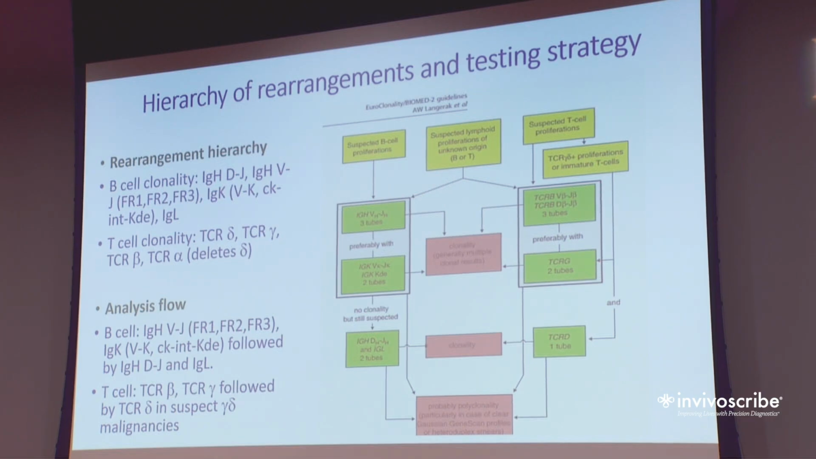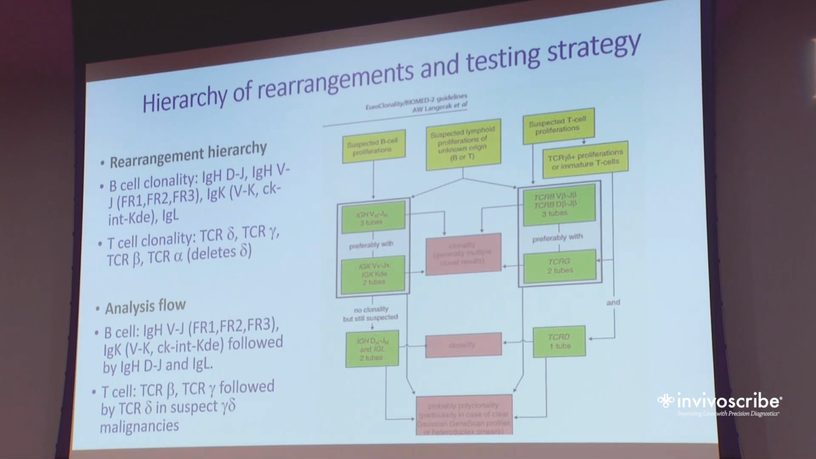Well, what's recommended is that you look at the IGHV 1, 2 and 3 plus the kappa, V2J and kappa deleting elements. If you don't get conclusive results in that, and there's still clinical suspicion, you go to a second round. And what you do is you look at the early markers of the immunoglobulin heavy chain, and you also look at lambda. Lambda is a really lovely one to look at.